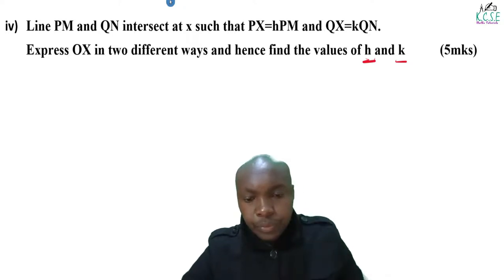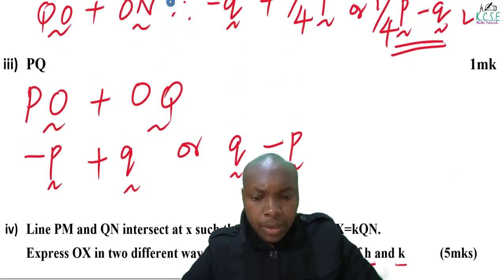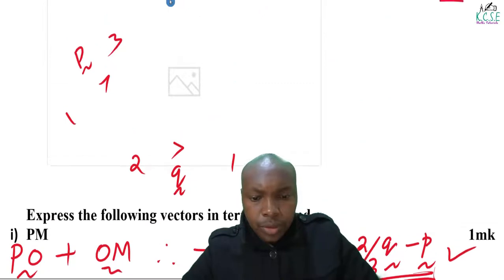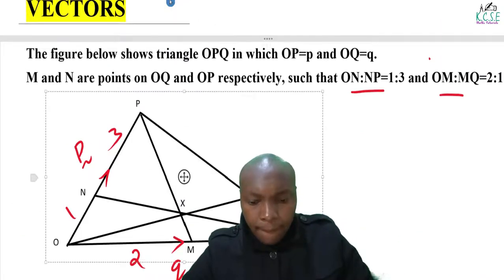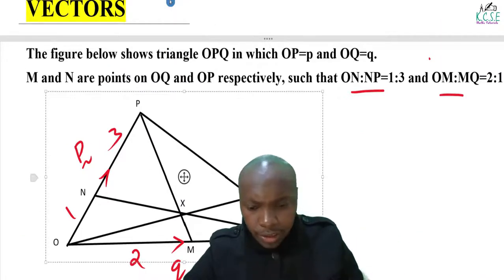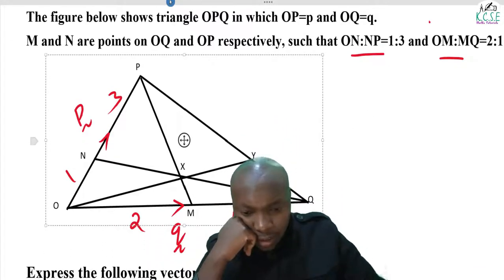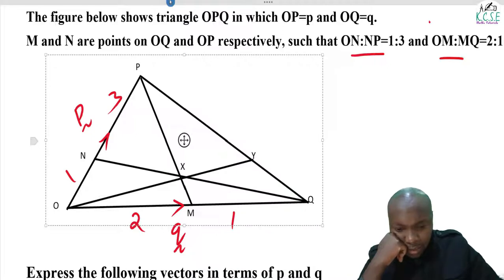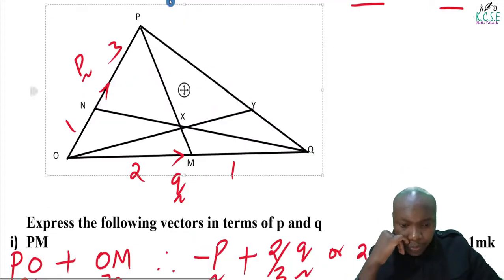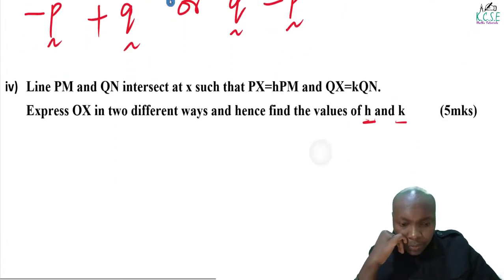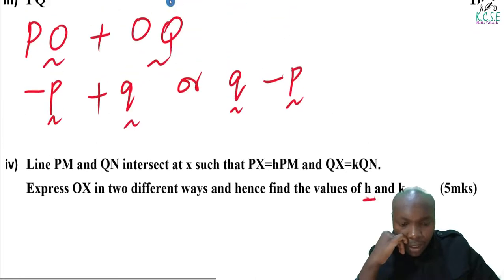Now, looking at the diagram here, we need to look at it. Look at those lines, those two lines that are intersecting, that is PM and QN.